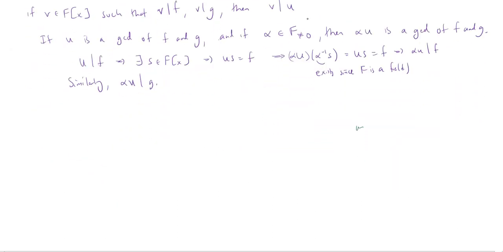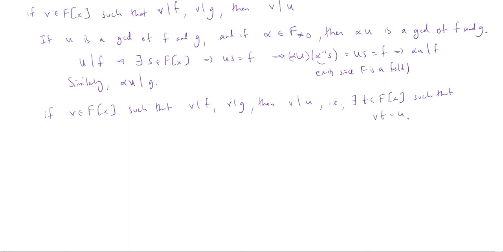Okay, now what about the second condition? Making alpha U into a greatest common divisor. So if V is a polynomial such that V divides F and V divides G, then we already know, because U is a GCD, that V divides U. That is, there exists some polynomial T in F[x] such that V times T is equal to U.